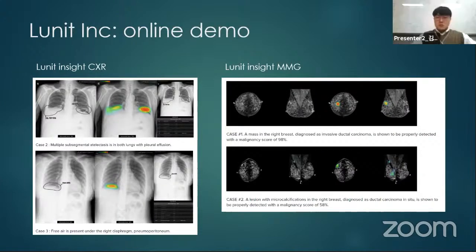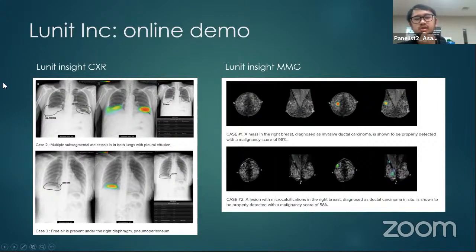So here are some data that they presented. On the left column, you can see the result from chest X-ray images. The top case shows detection of subsegmental atelectasis in both lungs, and the bottom image shows pneumoperitoneum under the right diaphragm. And also for their mammography result, you can see the detection of dense tissue that is considered cancer tissue, with a calculated malignancy score of 98% and 58%.